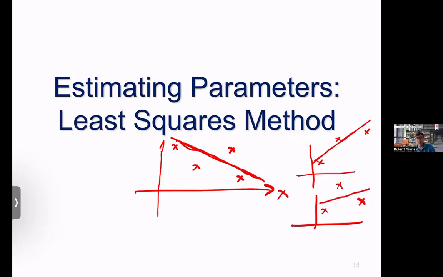Using my data points, I am trying to find such a line that the total error from all these points will be minimum. Okay, that's why it's called least squares. I will talk about what squares or what the least squares method means. Okay.